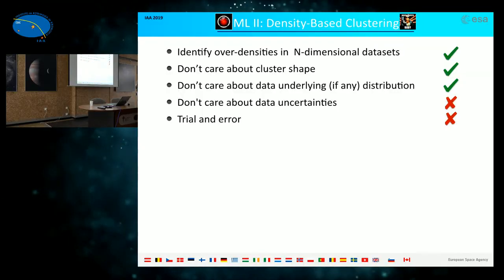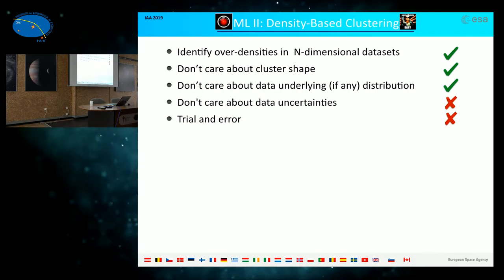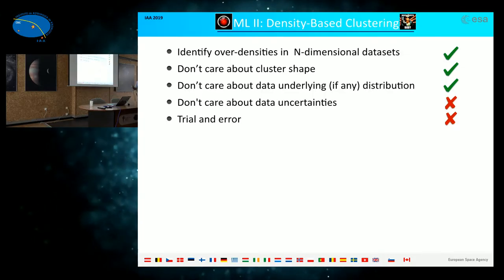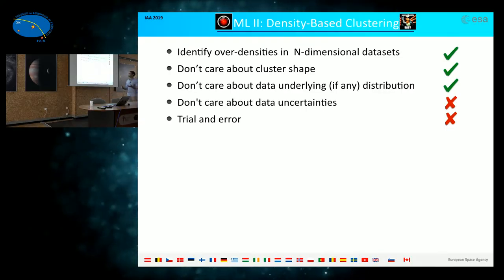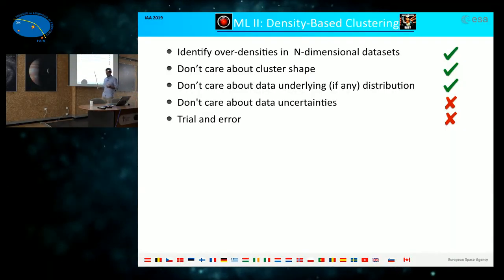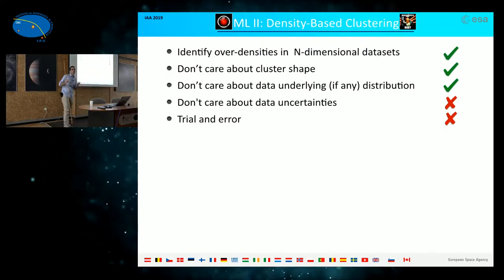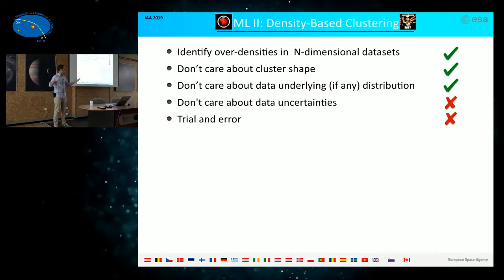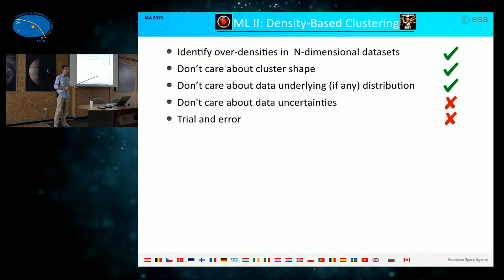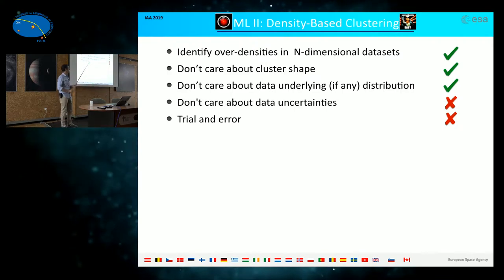These algorithms don't really care about the cluster shape, and this is great because you don't know the shape of the thing you are looking at before you do your analysis. They also don't care about the underlying distribution of the data, because sometimes if what you're looking at has a Gaussian distribution, then maybe you can use different methods like Gaussian-based algorithms, but you don't know in advance whether the data follows that distribution or not. And those are the three small things, let's say, why I like to use them.